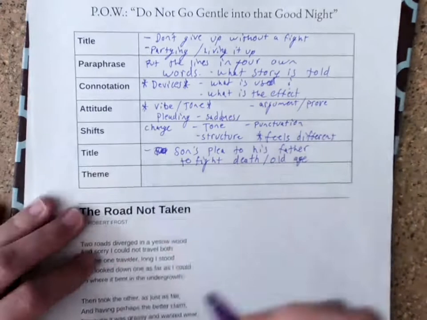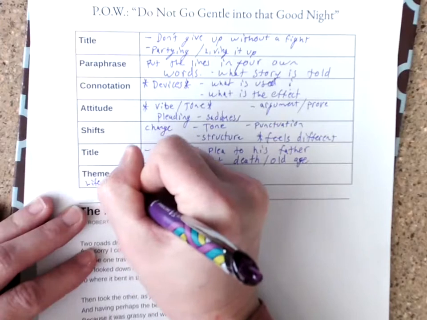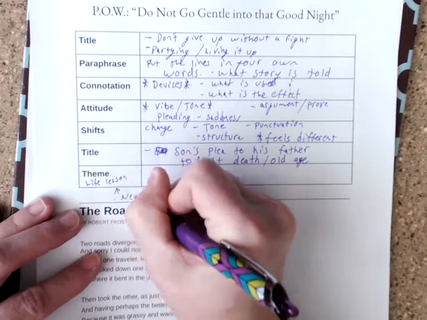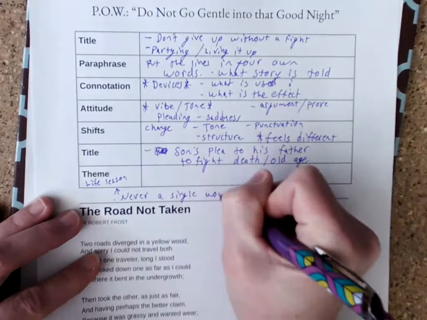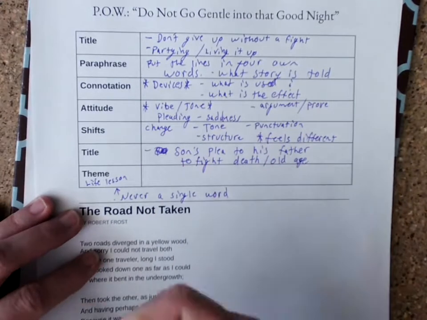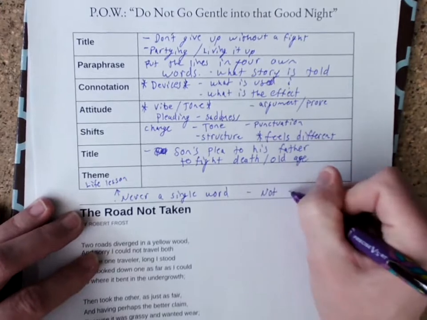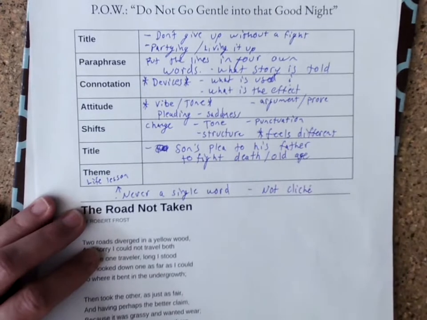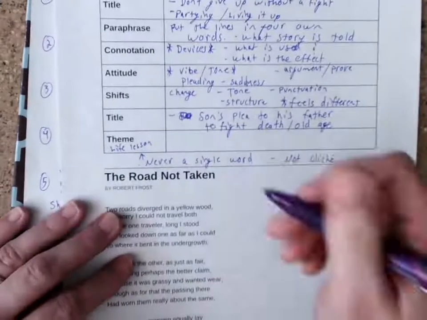And finally, theme. Theme is what life lesson this is trying to prove. Remember, themes are never just a single word. We start with single words, and then we turn them into a phrase. And we want to make sure that they're not cliches. Not like, live your life to the fullest and YOLO. Those are cliches. So taking a look at this, I would see fighting and death.